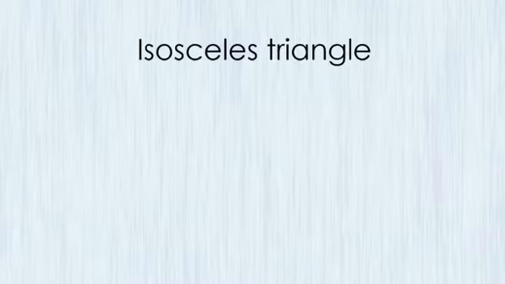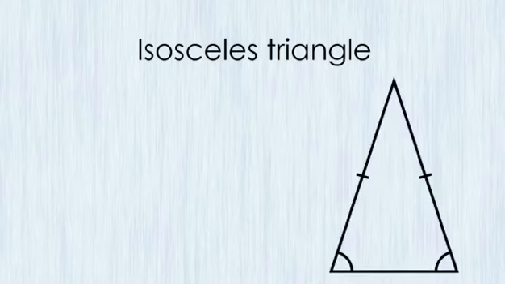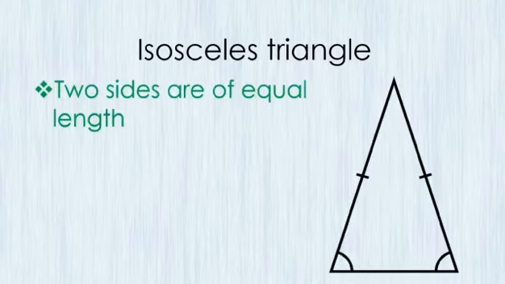Now, the second type is isosceles triangle. In an isosceles triangle, 2 sides are equal. You can see that only 2 sides of this triangle are marked by short lines. So, these 2 sides are equal in length.